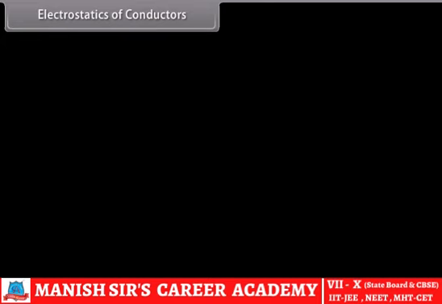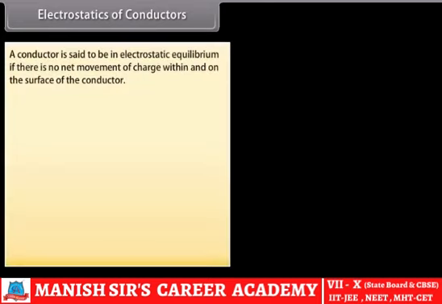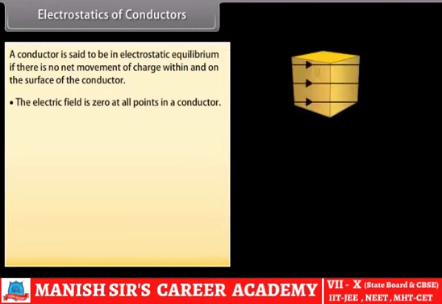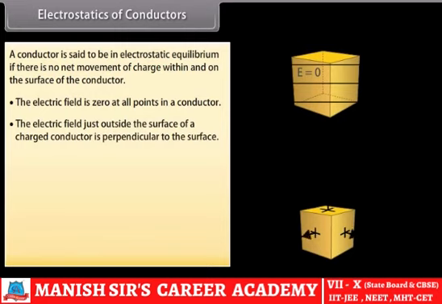Electrostatics of conductors. A conductor is said to be in electrostatic equilibrium if there is no net movement of charge within and on the surface of the conductor. The electric field is zero at all points in a conductor. The electric field just outside the surface of a charged conductor is perpendicular to the surface.